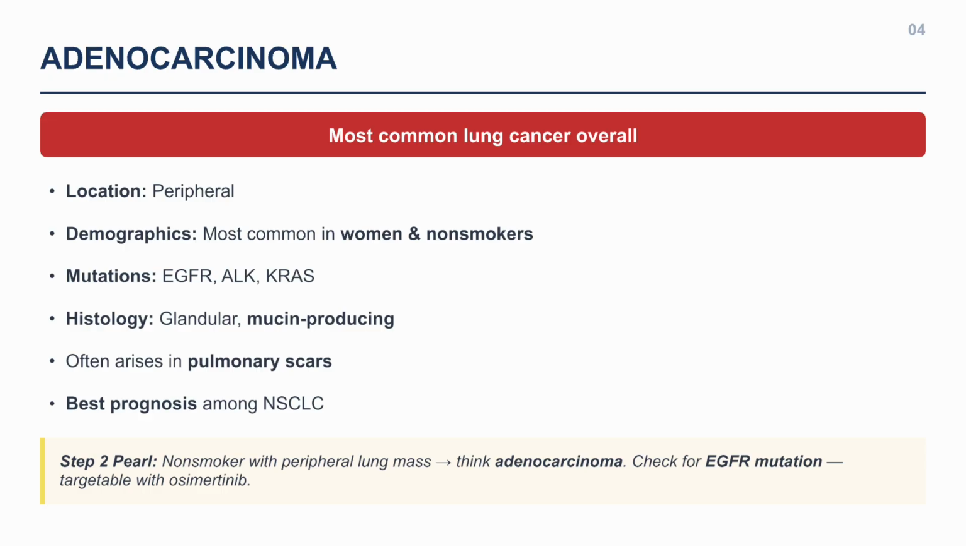Step 2 Pearl. A non-smoker with a peripheral lung mass should make you think adenocarcinoma. Check for an EGFR mutation because it can be targeted with osimertinib.